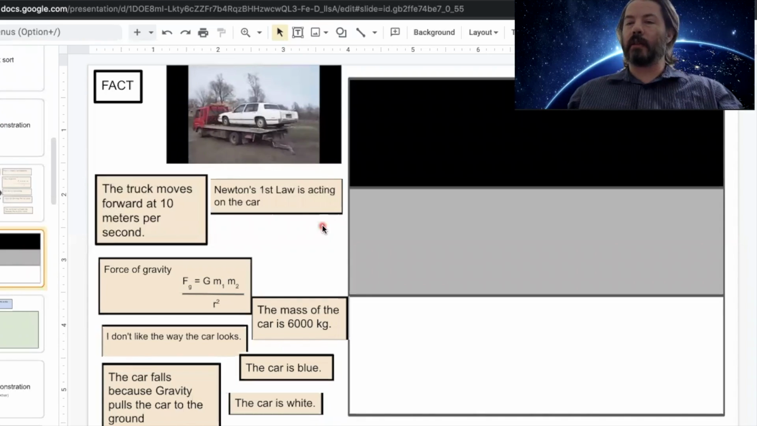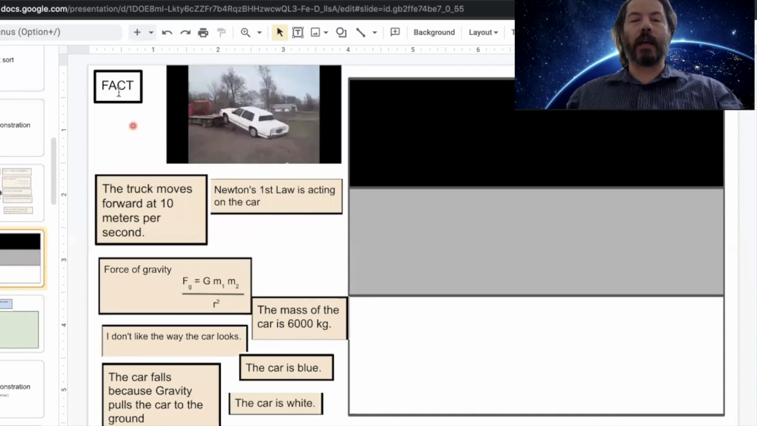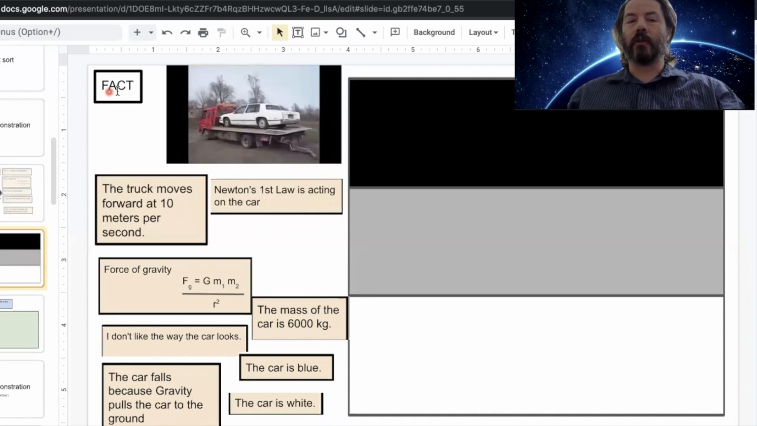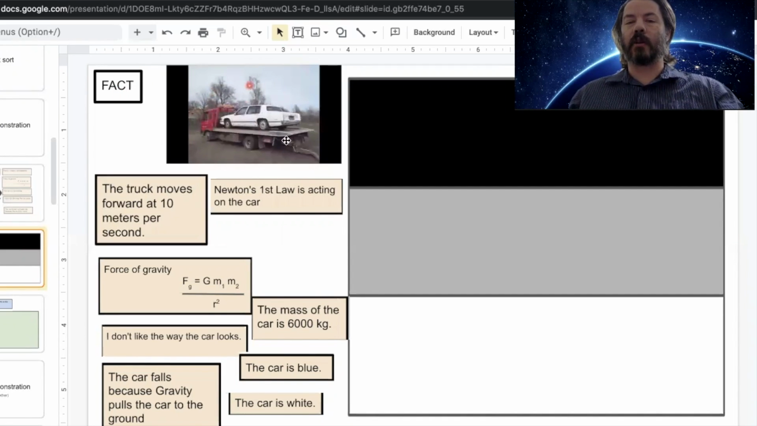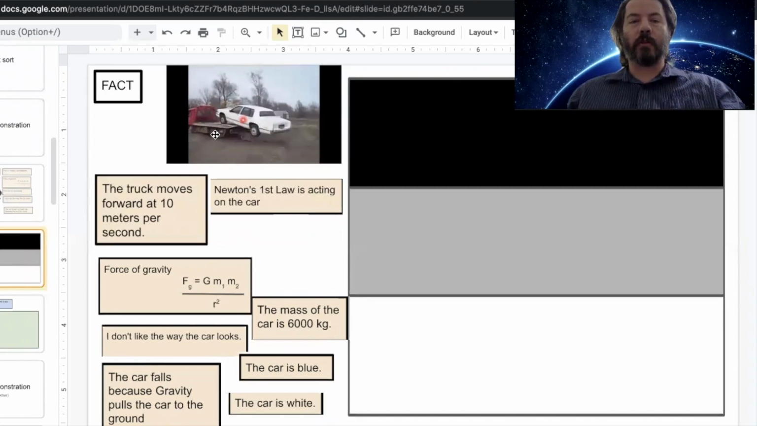So here's how this assignment's going to be set up for you. You're going to have a key term, and you're going to try to find facts that explain what you see and observe in this picture. It looks like we have a truck pulling away. We have a car falling. So now let's go look for some facts.